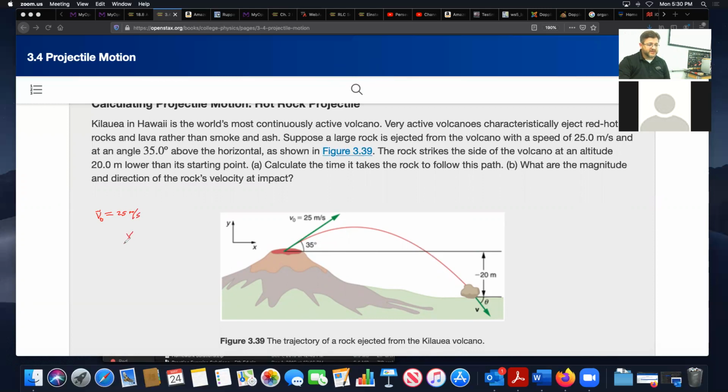And then I'm going to split this into x's and y's immediately. I'm going to start breaking down my vectors. That means V0x equals 25 times cosine of 35, right? And V initially in the y direction is 25 sine 35.